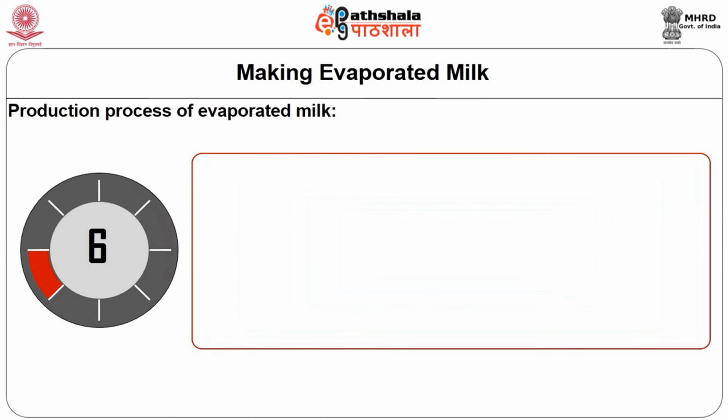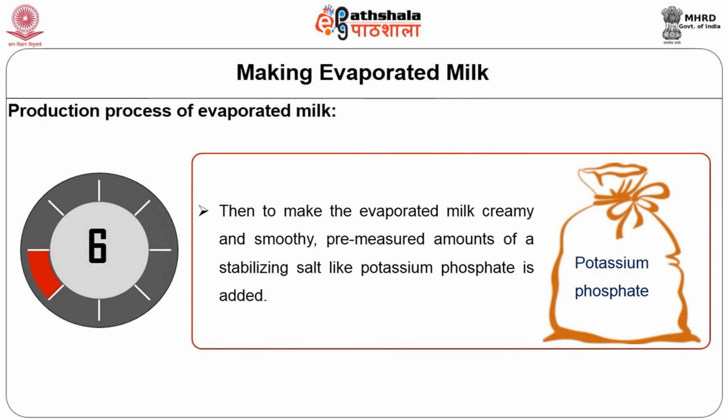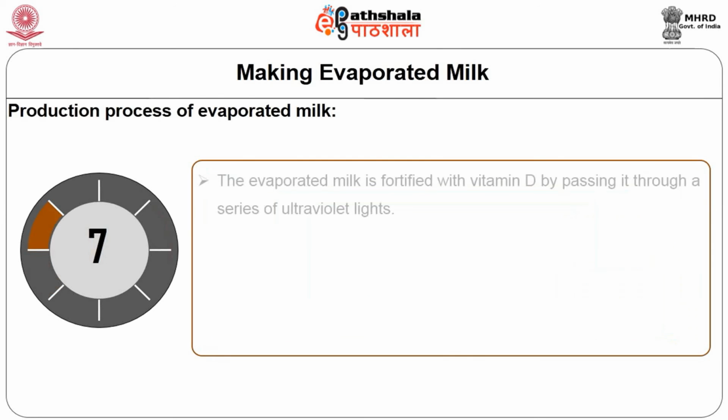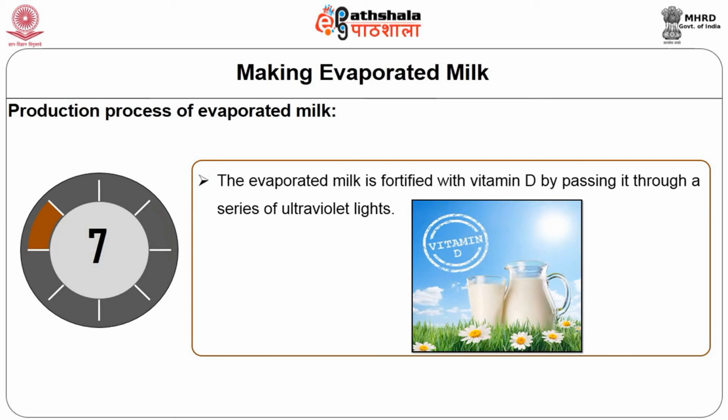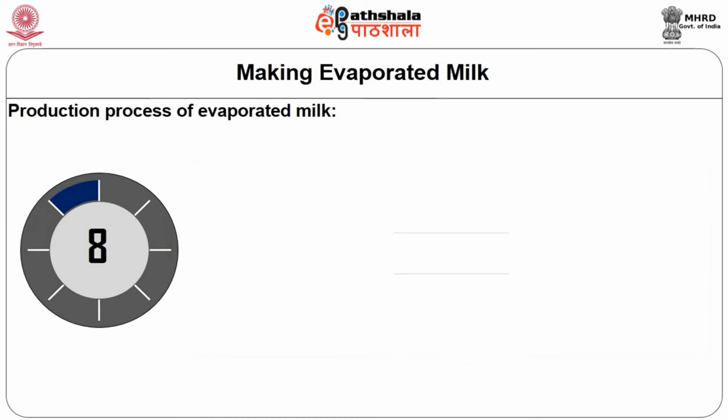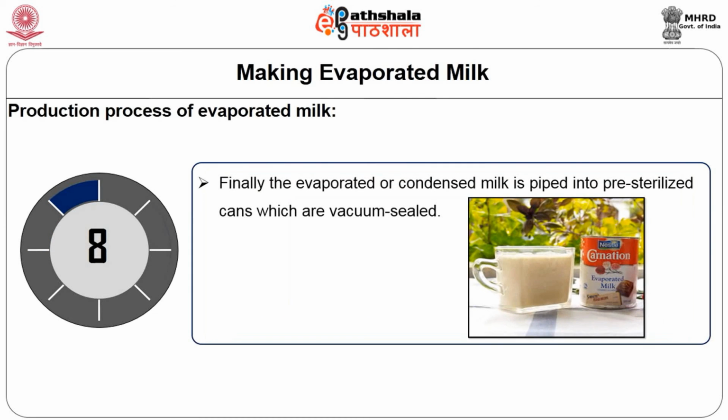Then to make the evaporated milk creamy and smooth, a pre-measured amount of stabilizing salt like potassium phosphate is added. The evaporated milk is fortified with vitamin D by passing it through a series of ultraviolet lights. Finally, the evaporated or condensed milk is piped into pre-sterilized cans which are vacuum sealed.